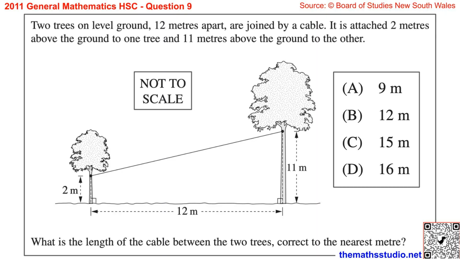Question 9. Two trees on level ground, 12 metres apart, are joined by a cable. It is attached 2 metres above the ground to one tree and 11 metres above the ground to the other. What is the length of the cable between the two trees, correct to the nearest metre?